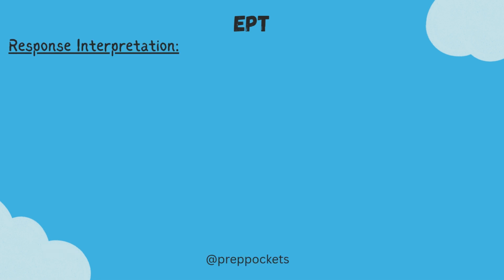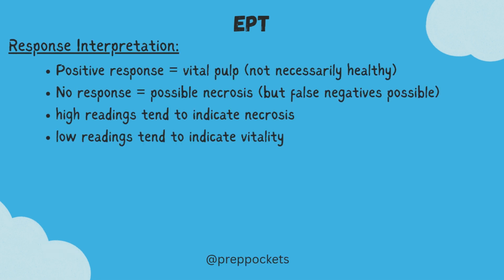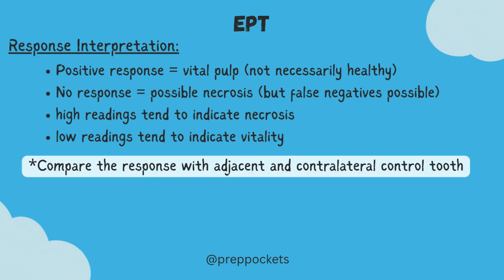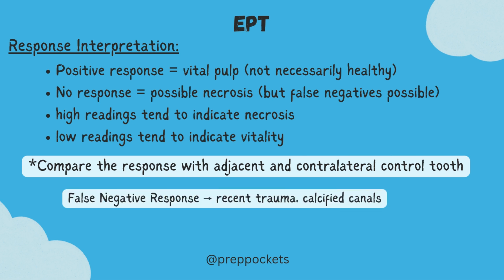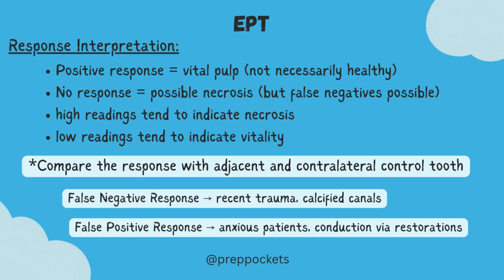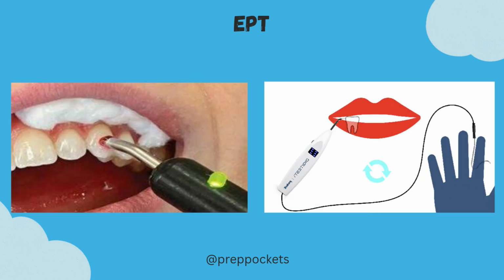How to interpret the results? A positive response indicates the presence of nerve activity but not necessarily a healthy pulp. No response, suspect necrosis. Always compare the response with the adjacent and contralateral control tooth. A false negative response results in teeth with recent trauma or in calcified canals, whereas a false positive response may result in anxious patients or conduction via restorations. This is an example of how to do an electric pulp test.